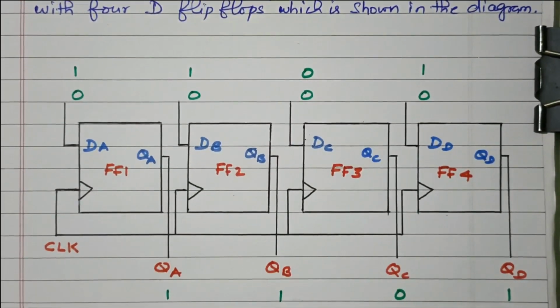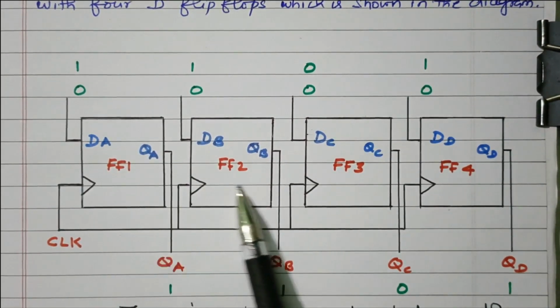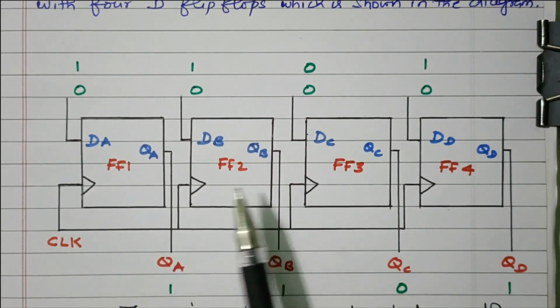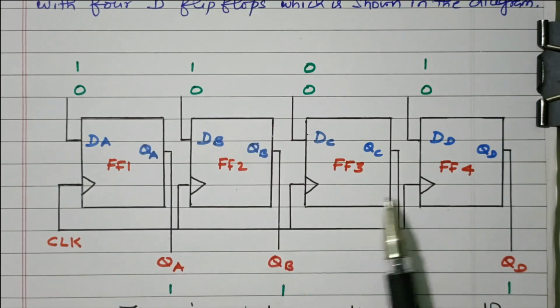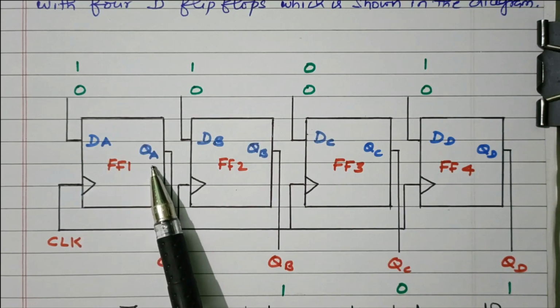So this is a circuit diagram. This register is constructed by D flip-flops. There are 4 flip-flops available. This is a clock pulse. This is a D input and QA output.